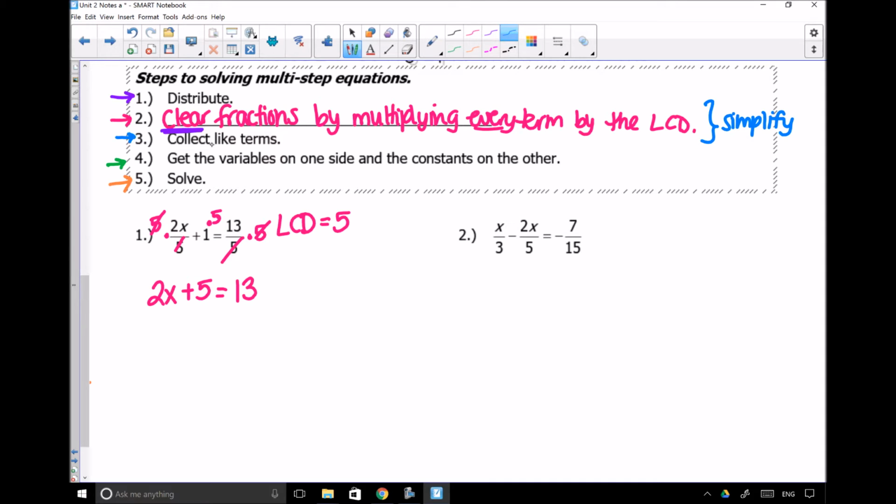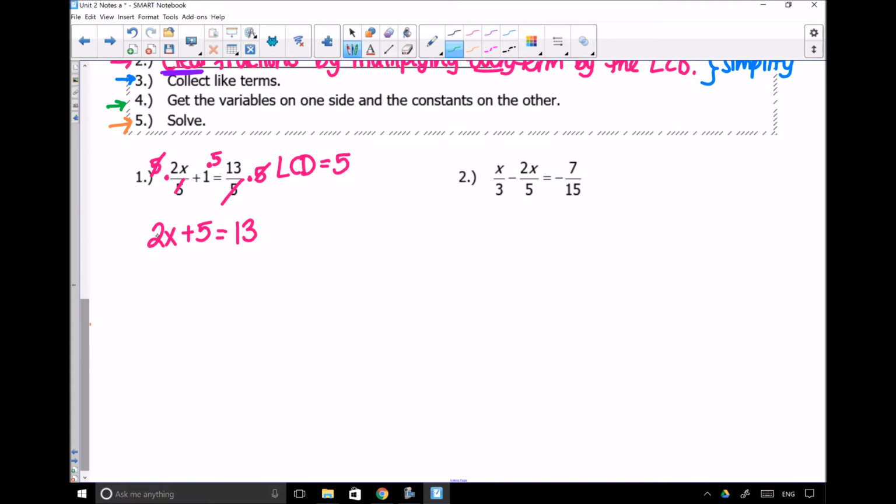So step 3 says to collect like terms. Well, I don't have any like terms on the left side, and I don't have any like terms on the right side. So let's go ahead to step 4. Step 4 says get the variables on one side and the constants on the other. Well, if you take a look right here, our variables are already on the left side. There are no variables on the right side, which means that I'm going to just want to get rid of this constant right here. I don't want this constant on the left side. So how do I get rid of a plus 5? I'm going to subtract 5.